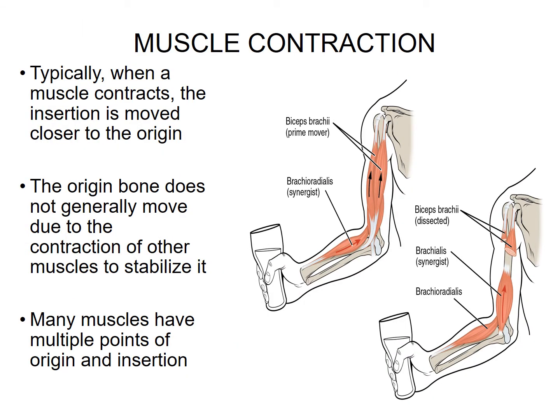So as we just mentioned, when it comes to contraction of a muscle, the insertion is what's actually moving. Generally, the origin does not move because muscles around it are stabilizing it, and tendons and ligaments are also stabilizing it.